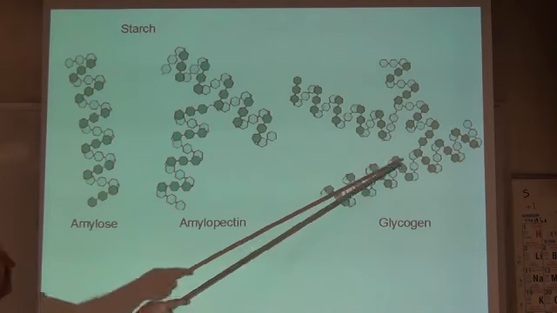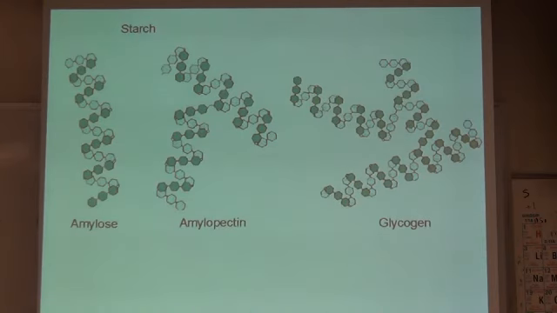But here's one. It's just much more extensively branched. They are alpha-1,4 as well. Both of those are alpha-1,4 linkages. Of course, the amylopectin and the glycogen have alpha-1,6 branch points.